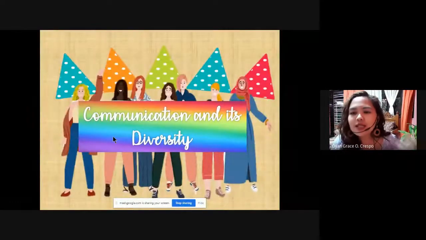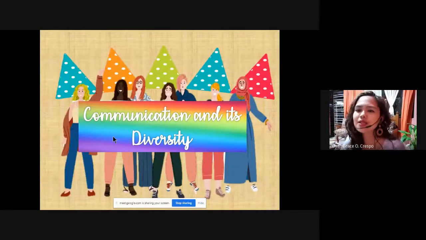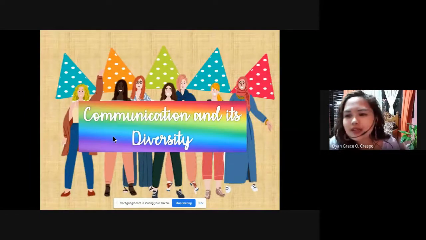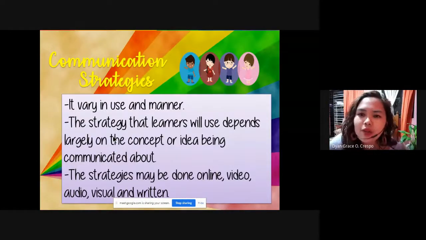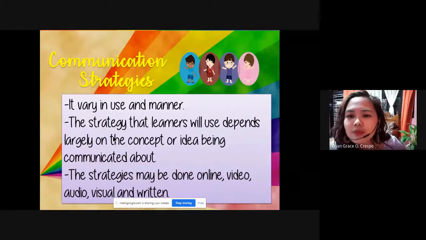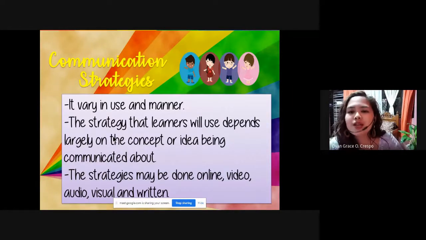So last time we have discussed different types of communication. Now what we'll have is the communication in its diversity, because we will discuss different communication strategies. So diversity, so marami tayong alam, you could be anywhere, anything, ayan. Don't worry, next meeting we'll have culture naman. So what are the different communication strategies? It varies in use and manner, of course. Kaya nga strategy siya. The strategy the learners will use depends largely on the concept or idea being communicated about. And the strategies can be done online, video, audio, visual, and written.